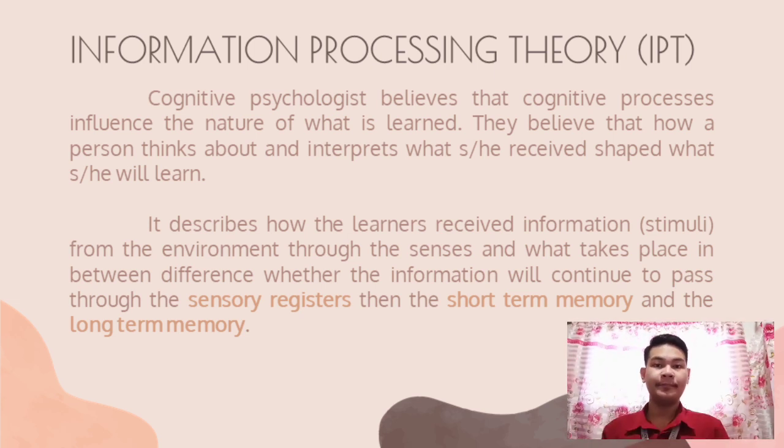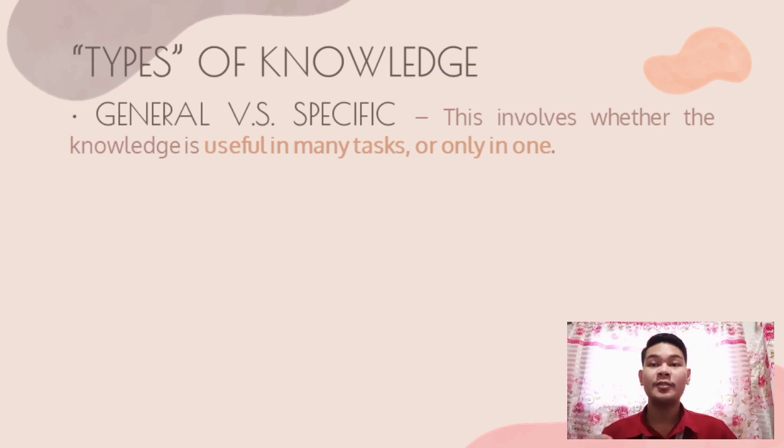Okay? This theory describes how the learner receives information, stimuli from the environment through the senses, and what takes place in between determines whether the information will continue to pass through the sensory registers, then the short-term memory and the long-term memory. Later on in this discussion, you will find out what the sensory registers are, and I will also explain the short-term memory and also the long-term memory. Okay? Now, let's proceed to the types of knowledge.